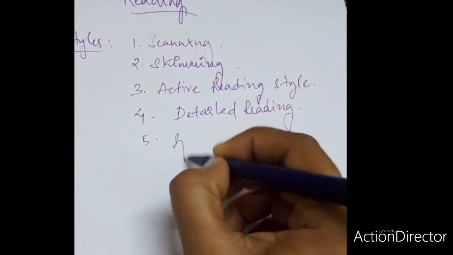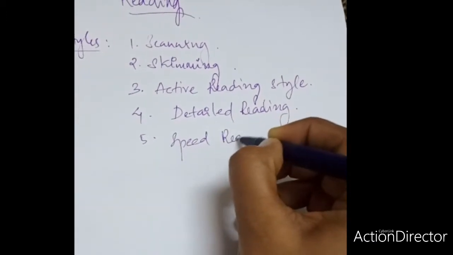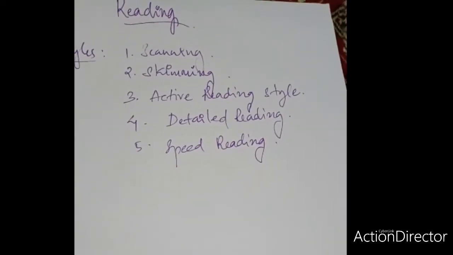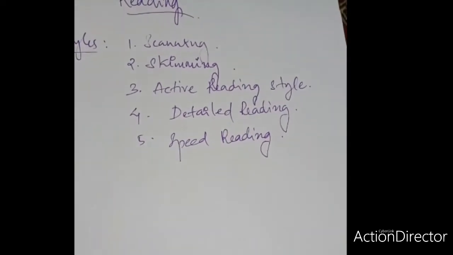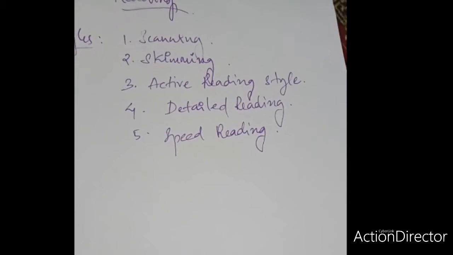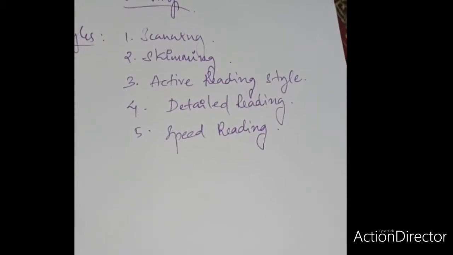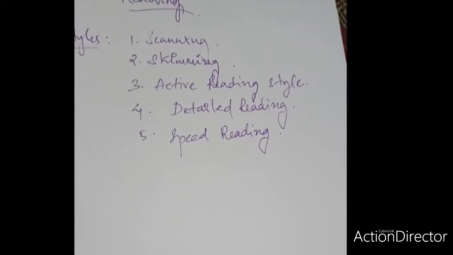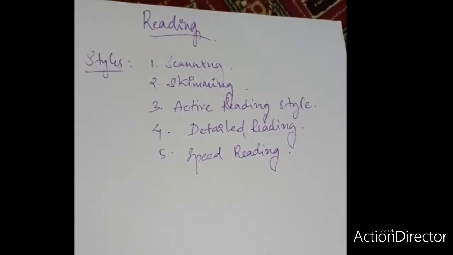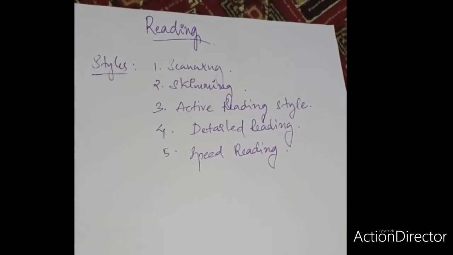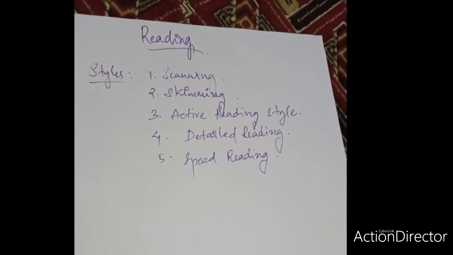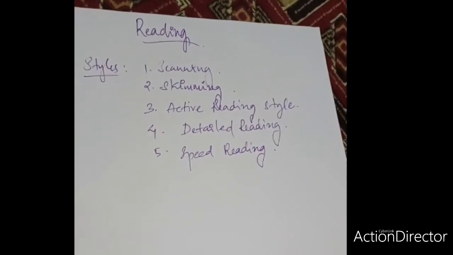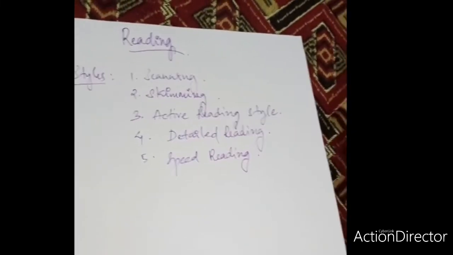Next is speed reading. Okay. Speed reading is actually a combination of various reading methods. The aim of speed reading is basically to increase the reading speed without compromising the understanding of the text. So at the same time, we'll understand the text and also we'll read it fast in order to complete it. It is a combination of many styles that have been discussed earlier. Right.